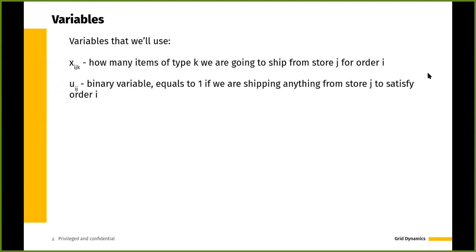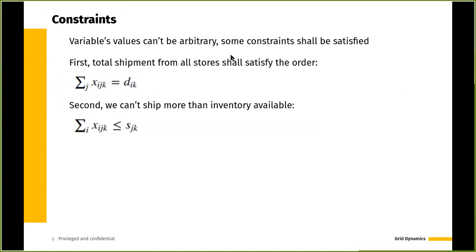So we have variables. Now we have to set constraints for our problem, and the first constraint is that we would like to fulfill the order itself. So if we take all the shipments from each store, from store 1 and store 2 and store 3 and so on, and sum them up, we should get a value equal to the amount of items ordered by our customer.